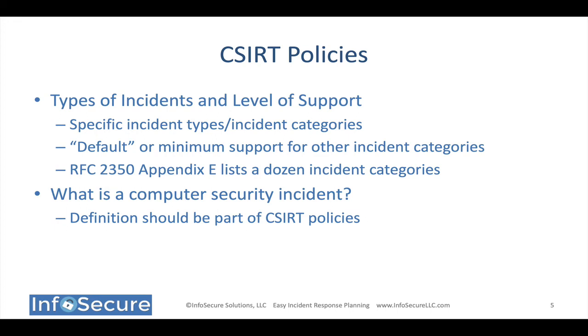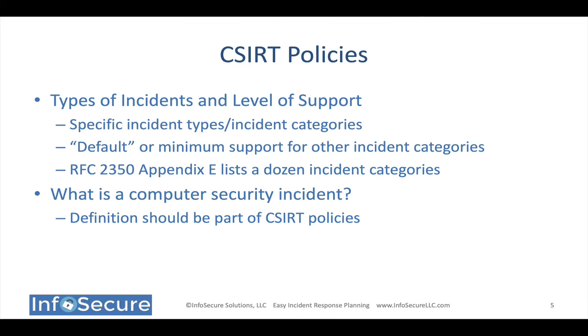Also, however, in this section, you're going to list your default or minimum level of support that you're going to provide for any of these specific incident types or categories, and for any other incident categories that are not listed specifically in this section. So you're going to set an expectation with your constituency as to what kinds of incidents you're going to deal with and what level of support, at least as a minimum, they can expect for these and other kinds of incidents as well. Now, the Appendix E, which is the filled out example version of the outline for CSIRT template, lists a dozen incident categories.